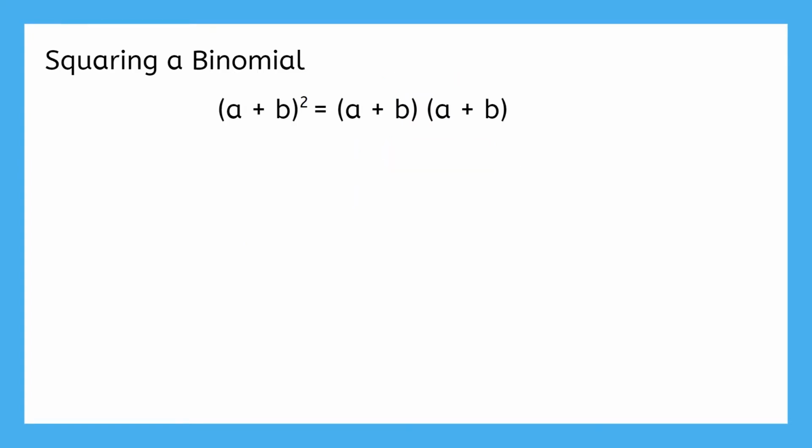To generalize this result, we can use a and b for the two terms in our binomial. When we square a binomial, a and b both get squared, and then a times b is also added in twice.